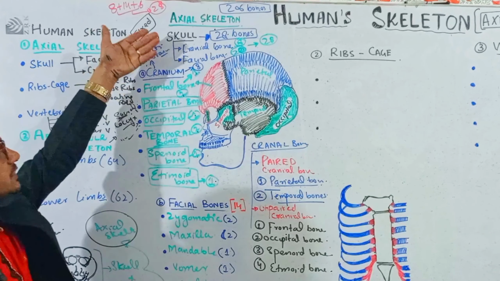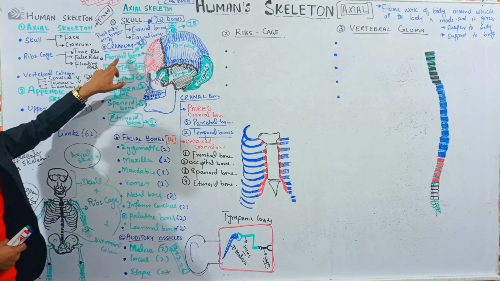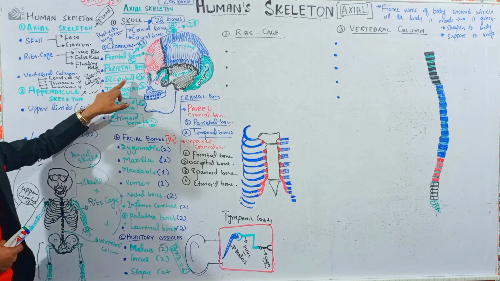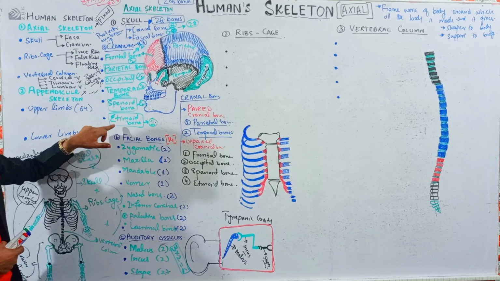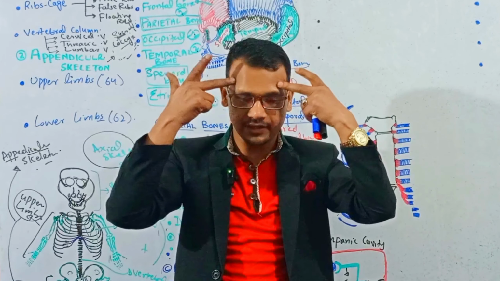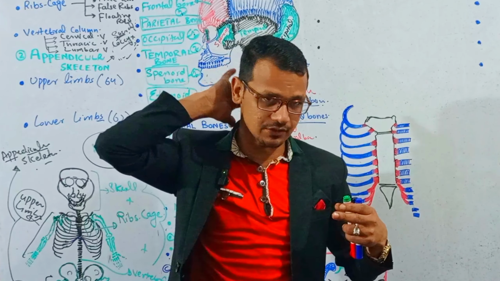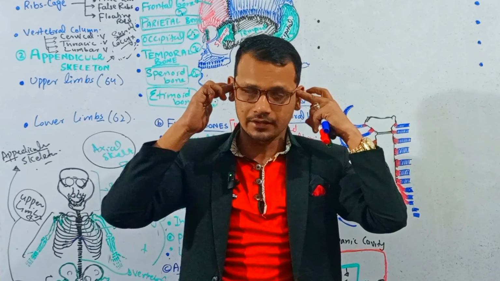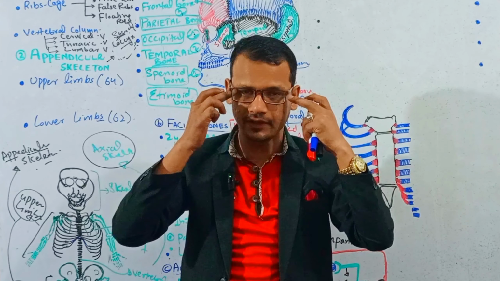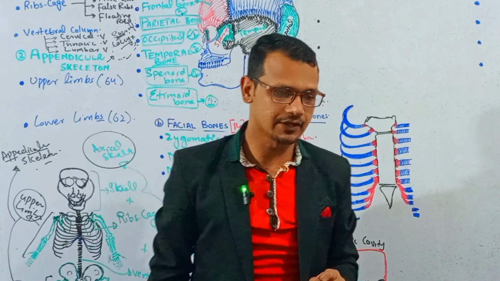The skull is divided into the cranium, face bones, and auditory ossicles. The cranium is further composed of frontal bone, parietal bone, occipital, temporal bone, sphenoid, ethmoid. For example, if I have a skull, this is the frontal bone, this is the parietal bone, the back one is the occipital bone, these are the temporal bones, and these are the sphenoid, and the one which makes the base of the skull is called ethmoid bone.